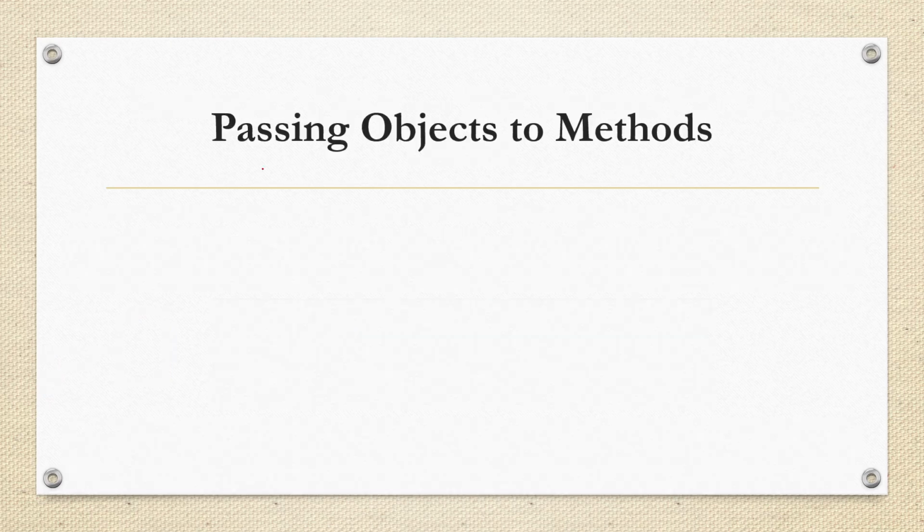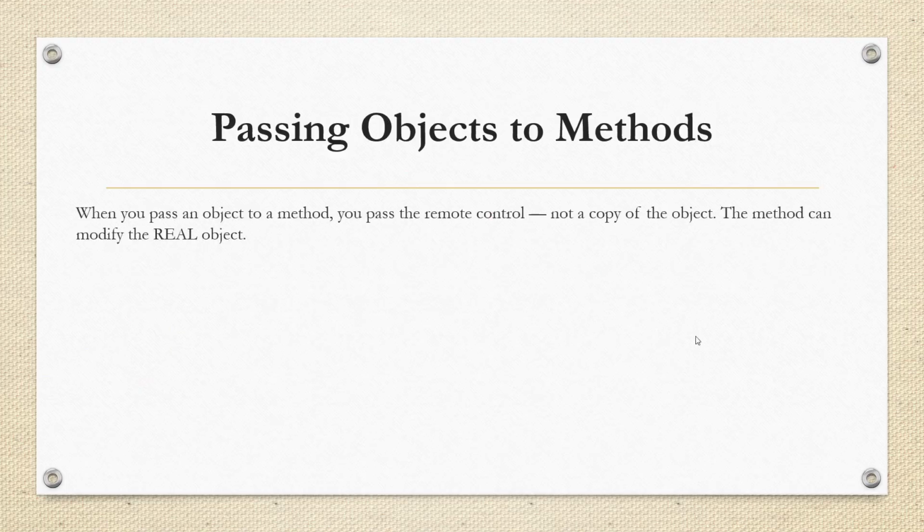Let's talk about passing objects to methods. When you pass a primitive to a method, the method receives a copy. Now remember, when I say primitive, I'm referring to primitive types: int, double, char, boolean. But when you pass an object, you are passing the remote control. You're passing something that's pointing to the actual object itself. So the method receives the address and then finds the object on the heap and can change it directly.